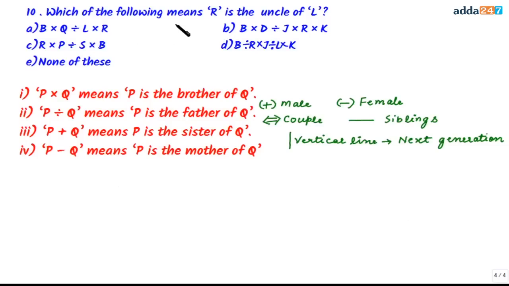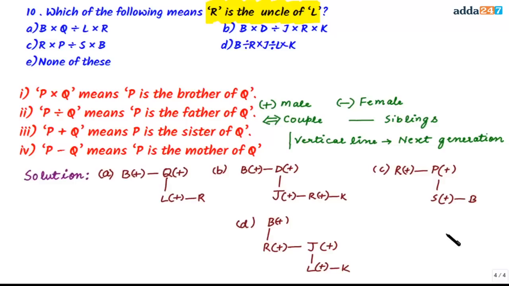Which of the following means R is the uncle of L? So we will draw the diagrams for all the 4 conditions given here and then see in which we get R is the uncle of L. Drawing the diagram for all cases, in D only, we can see that R is uncle of L. So D is the correct option here.